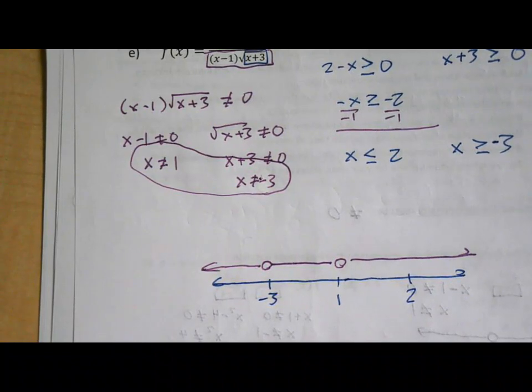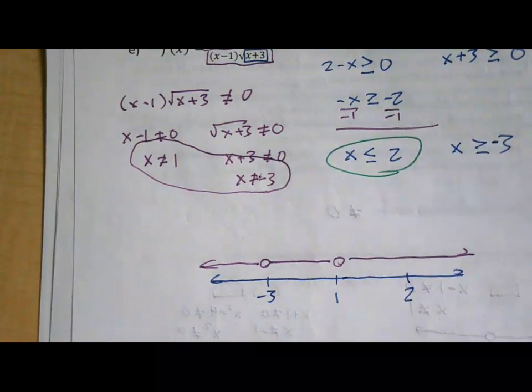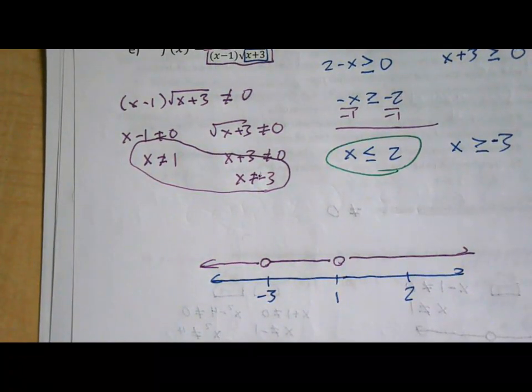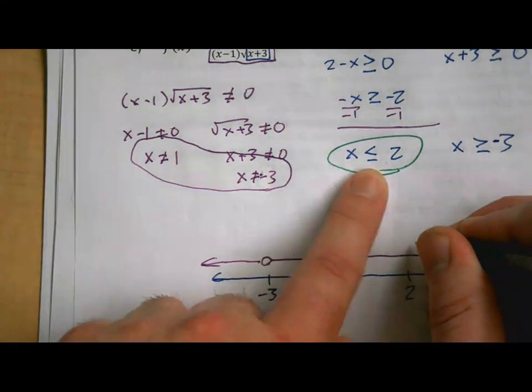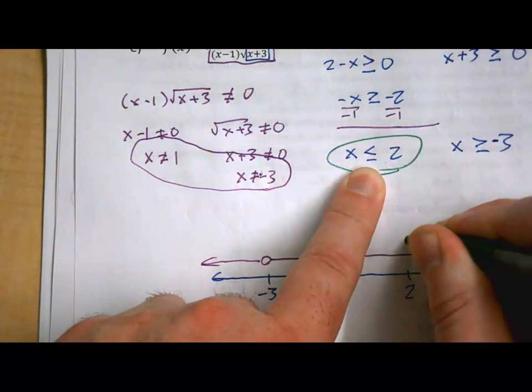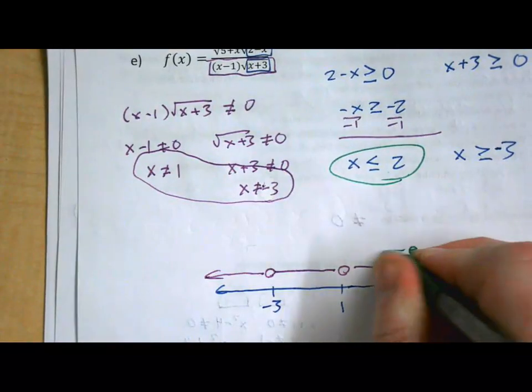All right, and above that, I'm going to make a graph for this, x less than or equal to 2. So 2 is the key number here. It looks like it's a closed dot at 2. Less than would be this way.